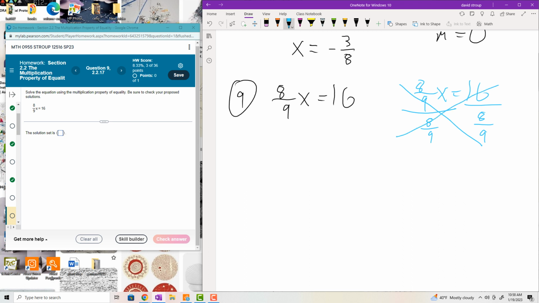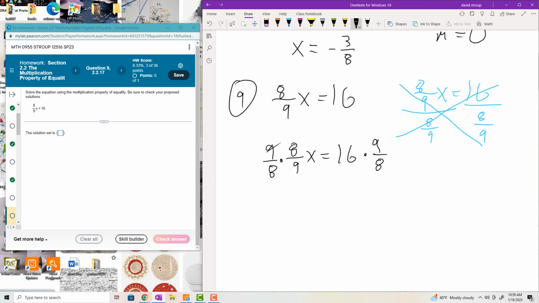You want to think of the multiplicative, the reciprocal of 8/9, right? So the reciprocal means the flipped version, basically. So here I have 8/9 x equals 16. To isolate x, I'm going to multiply by the reciprocal, the flipped version of the fraction in front of x. Okay? And of course, you do it on one side, you got to do it on the other.